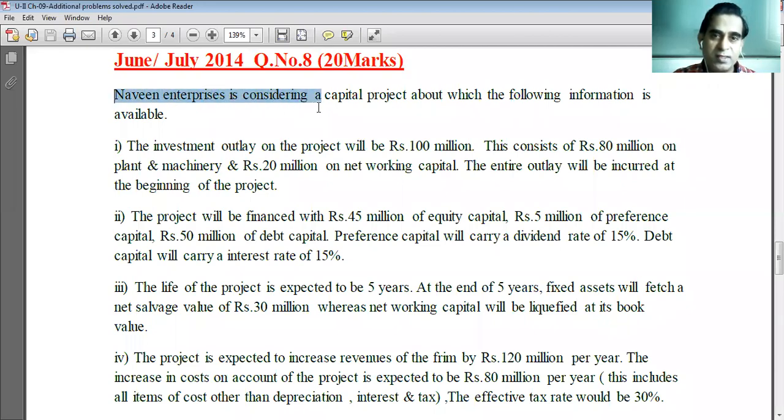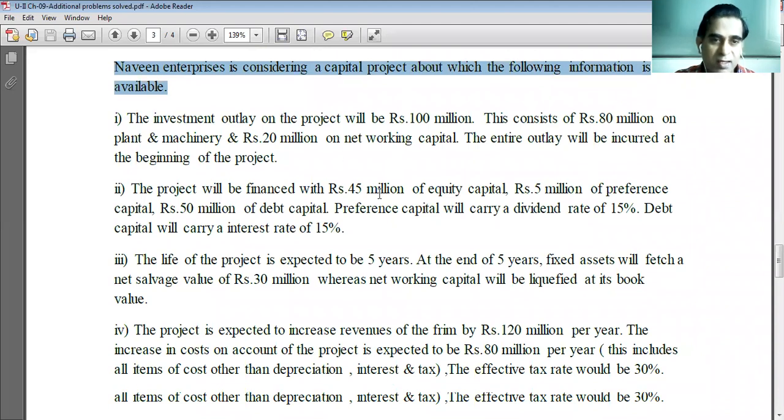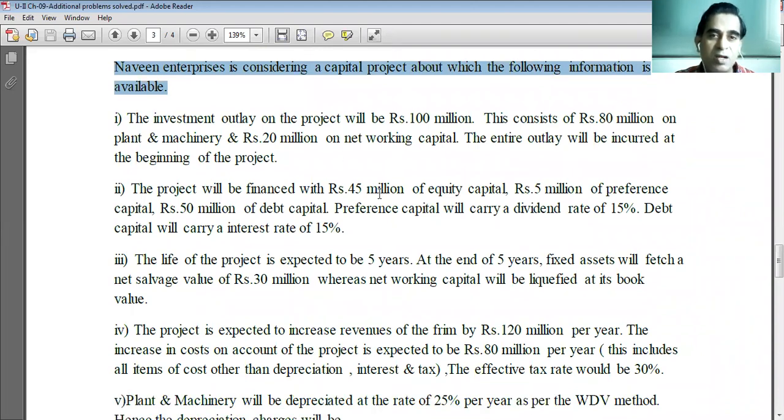Naveen Enterprises is considering a capital project, means long-term investment project. Please remember, never forget. Otherwise, you will not be called finance students. So Naveen Enterprises is considering a capital project about which the following information is available. Okay, simple. So they are given the following information about the long-term investment project which Naveen Enterprises is planning.